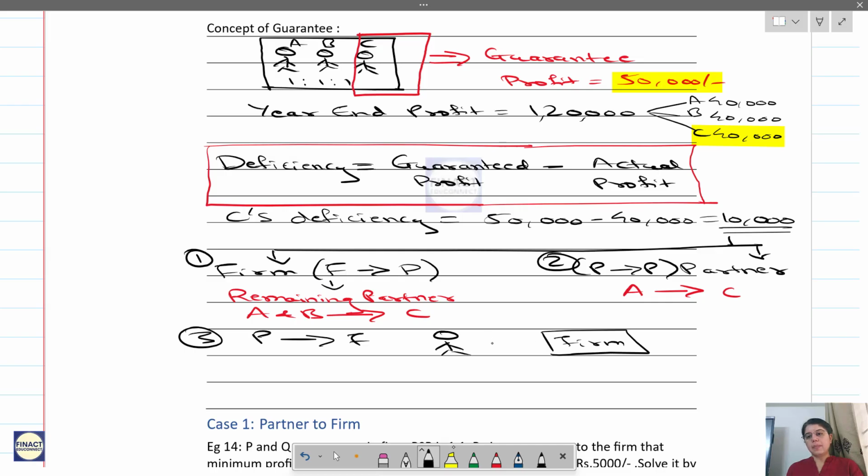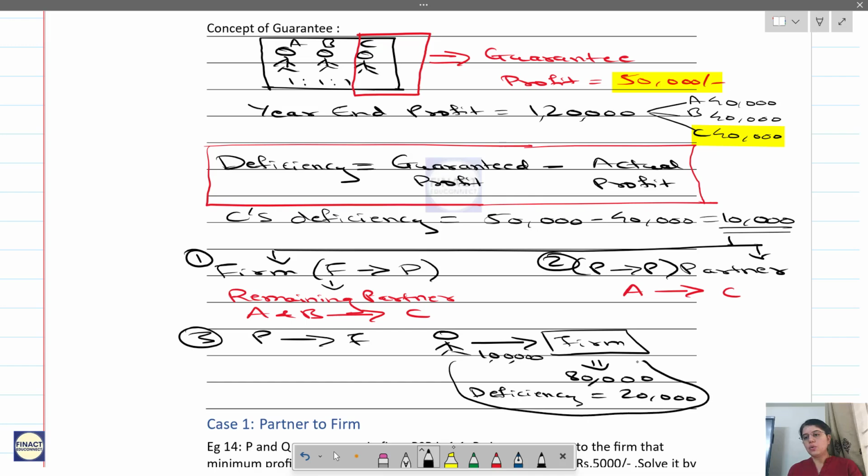Now a particular partner is saying that I will be earning a profit of some amount, let's say 1 lakh rupees in a particular year for the firm. But that particular partner was able to bring the business which could result in the profit of 80,000 rupees. So this deficiency of 20,000 will be paid by partner to firm. Did you understand this?